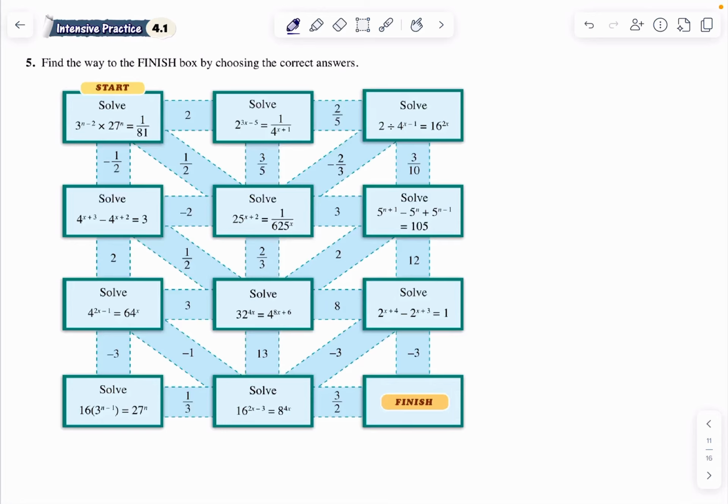Question 5. Find the way to finish the box by choosing the correct answers. This is a puzzle. Okay, let's try. So we start here.